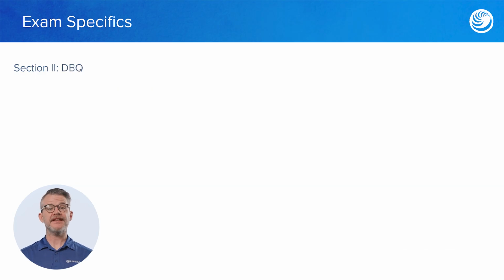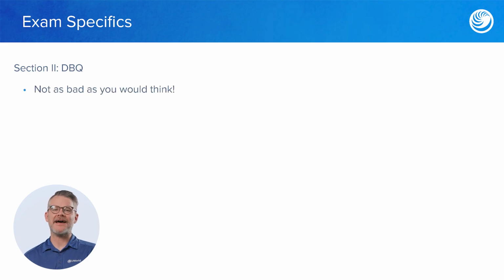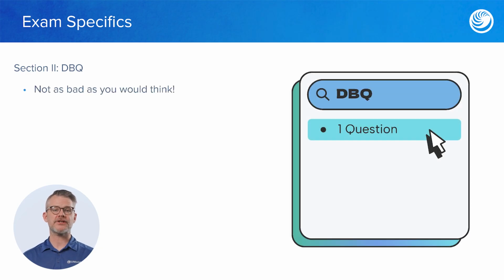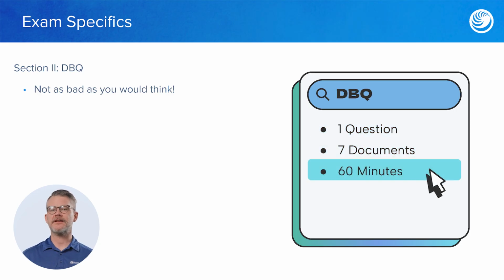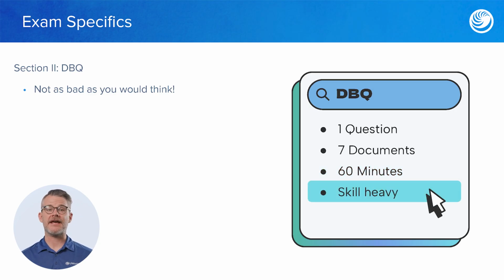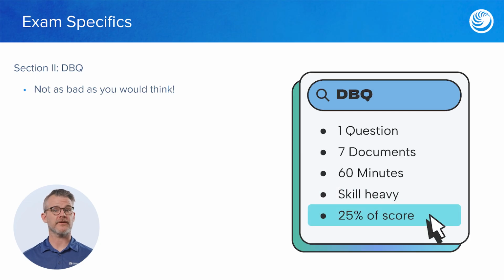Next, the document-based question, or the DBQ, which is kind of the main course of the exam. Despite teenage public opinion, the DBQ is really not that bad. After all, the one question gives students the clues they need right there in the 7 provided documents. Students have 60 minutes total, including a 15-minute reading period. The DBQ is skill heavy, and because of the skill required, it's worth 25% of the total exam score.